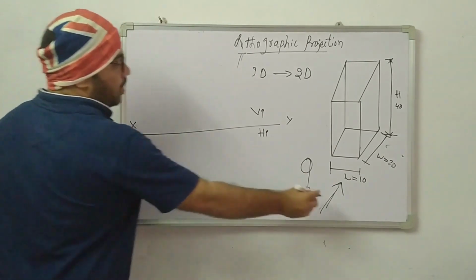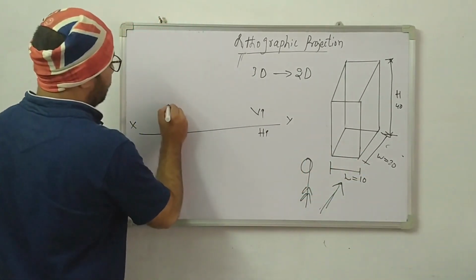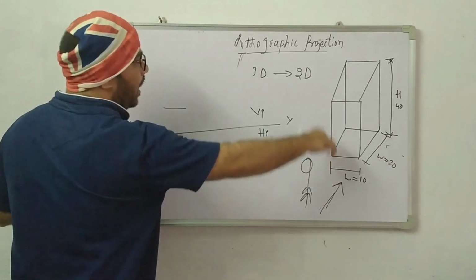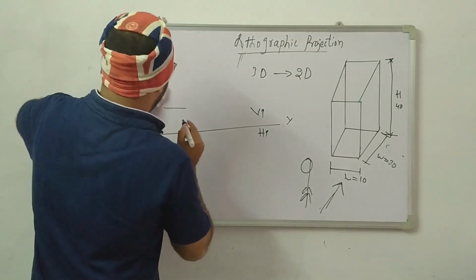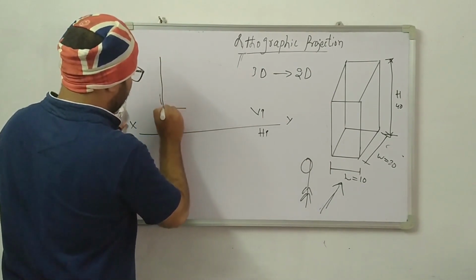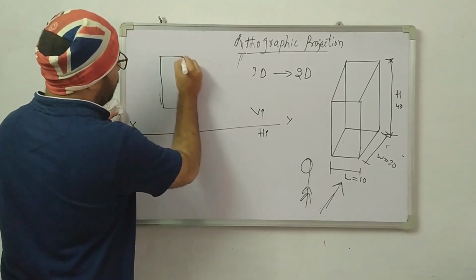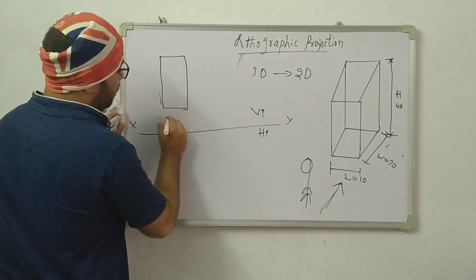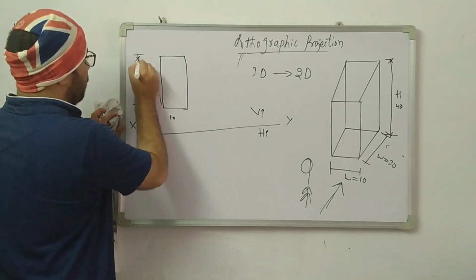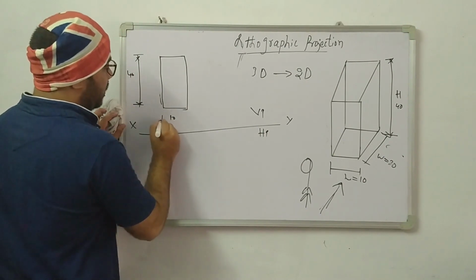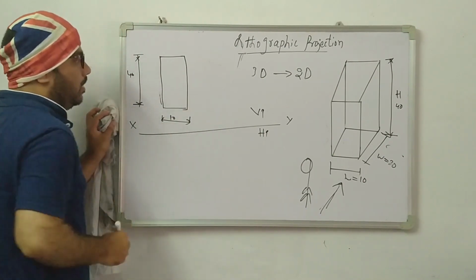Now draw this length. How much is the length? 10. And what is the height? The height is given as 40. The height is mentioned as 40. And fill the box. So this is how much? 10. And this is how much? 40. So we have constructed the length and height.